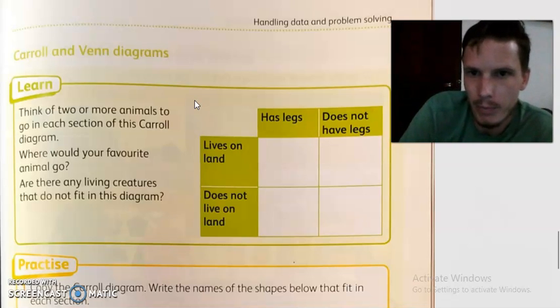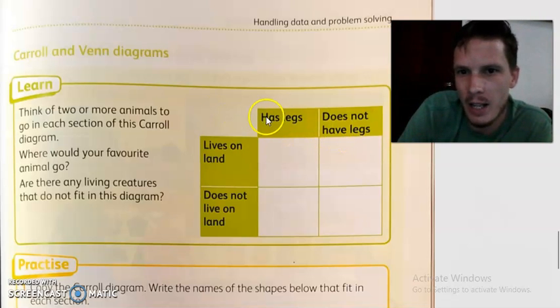In the columns at the top here, we have 2 categories: has legs and does not have legs. In this column, we put animals that have legs. In this column, we put animals that do not have legs. But there are two boxes in each column, and that's because we have to divide them into rows as well. Animals that live on land and animals that do not live on land.